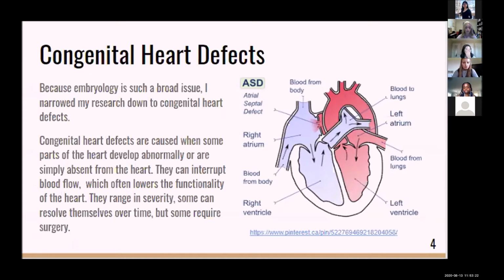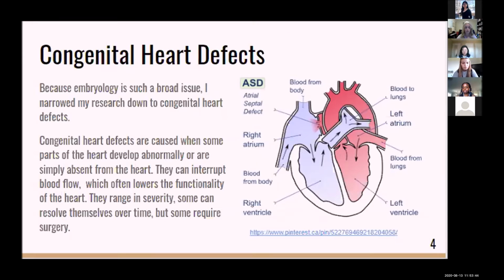So congenital heart defects are caused when some parts of the heart develop abnormally or are absent from the heart. They can interrupt blood flow, which lowers the functionality of the heart, and they range in severity. Some can be very small and resolve themselves over time, but some require surgery.